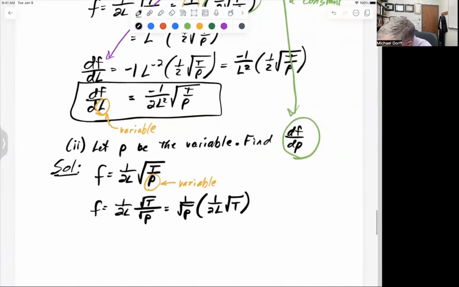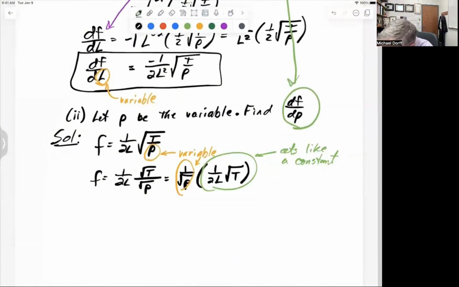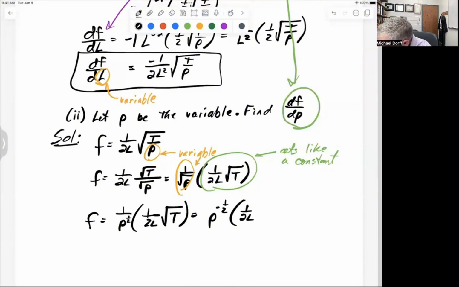So I get that. And so just make sure that's clear. Here's my variable, and everything else here acts like a constant. And now it'd be easier to write this 1 over square root of rho as 1 over rho to the 1/2 power times what's inside the parentheses. That's not changing. And then I could write that as rho to the -1/2 times what's inside the parentheses.